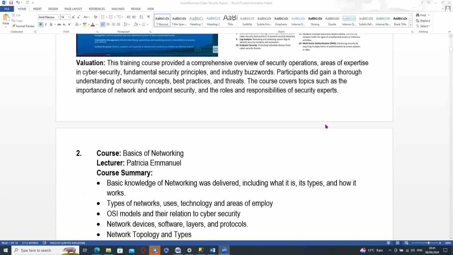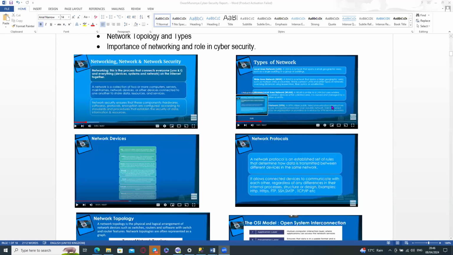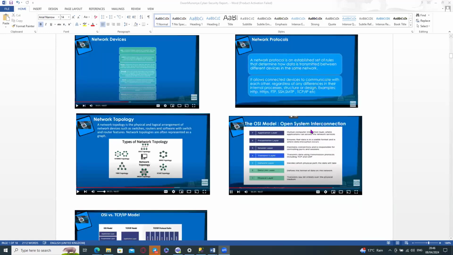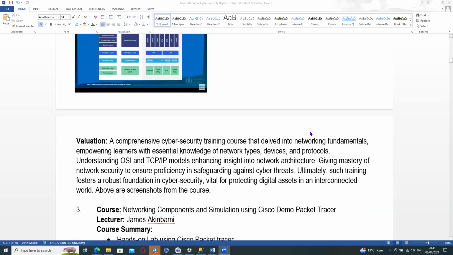In the first course, after the introduction, it gave a comprehensive overview of the security operations and areas of expertise which we could go into, and also some of the industry buzzwords. The next thing we did was the basics of networking, which Patricia Emmanuel took us into. She taught us about OSI models, their relations to cybersecurity, network devices, and software layers and protocols. I also uploaded a screenshot of what we did: types of network, OSI models, network topology. It was a very good one.